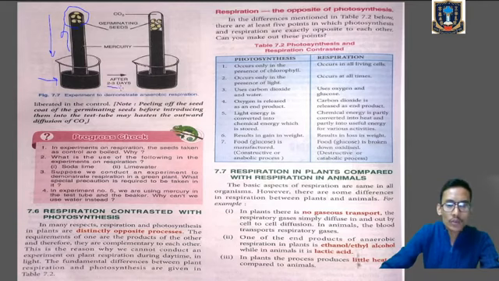Now after 2 to 3 days, what will we observe? We will observe that the level of mercury in the test tube has decreased. As you can see over here, after 2 to 3 days, the level of mercury in the test tube has decreased, and the gas which is being produced inside the test tube is simply carbon dioxide.